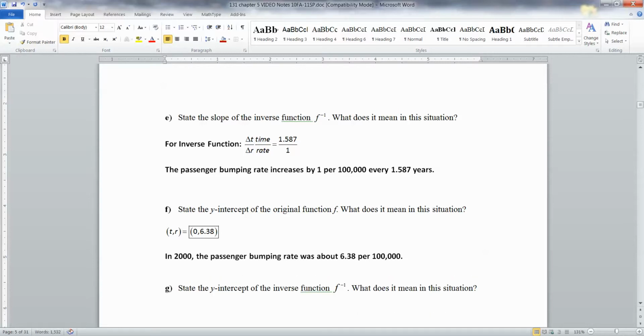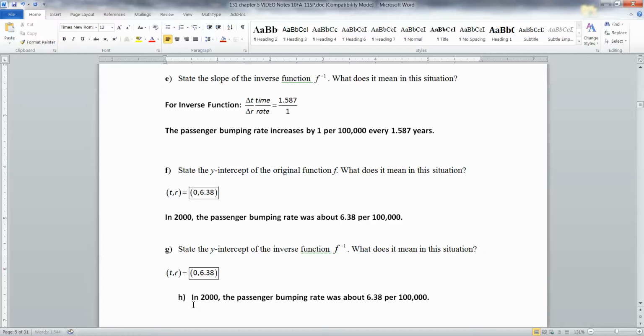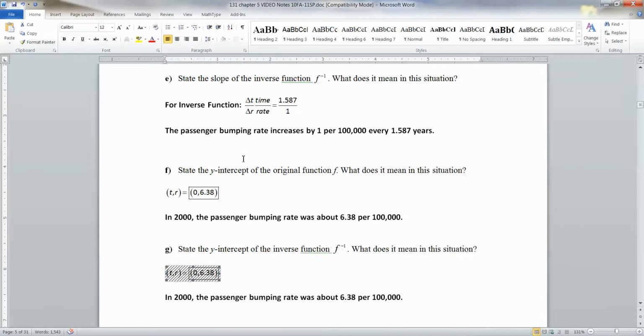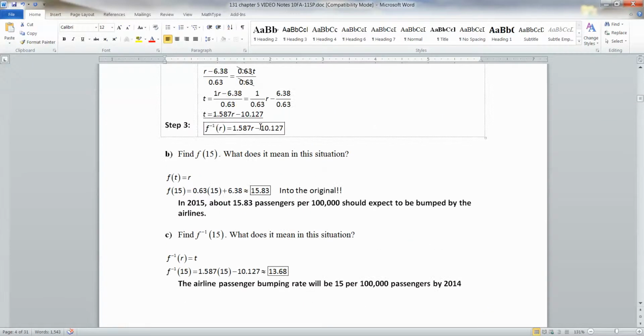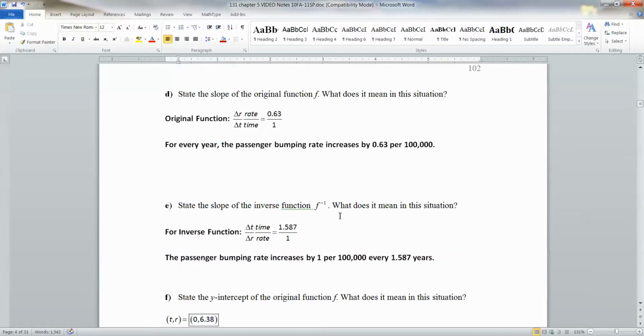All right. Now, what about the inverse function? Well, the inverse function doesn't work the same way. It doesn't go t comma r, it goes r comma t. It reverses it. And it was (0, negative 10.127). Now, what does that mean?